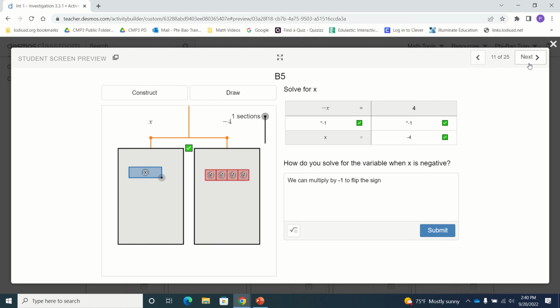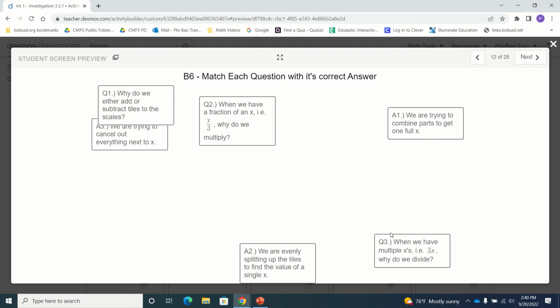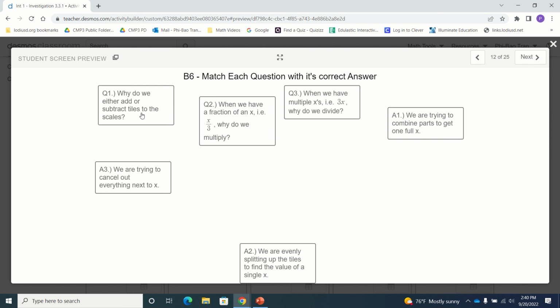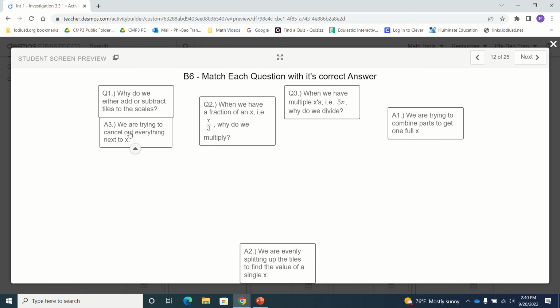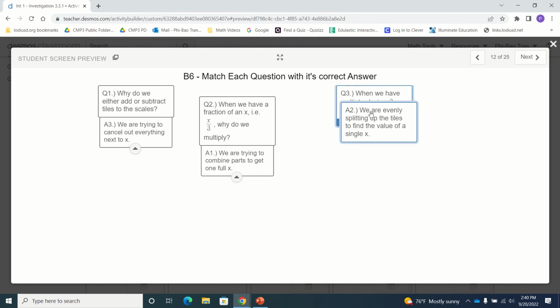Okay. So to summarize these questions, we have these 3 questions, question 1, 2, and 3. Why did we either add or subtract tiles to the scales? We add or subtract so that we can cancel out everything next to x to get it by itself. When we have a fraction, why do we multiply? The reason is that we're trying to get one full x. Here is only a fraction of an x. By multiplying, we complete that full rectangle. And when we have multiple x's, like 3x, why do we divide? We're trying to split them up into equal size groups. Okay? So those are some of the reasons why we do certain math operations.